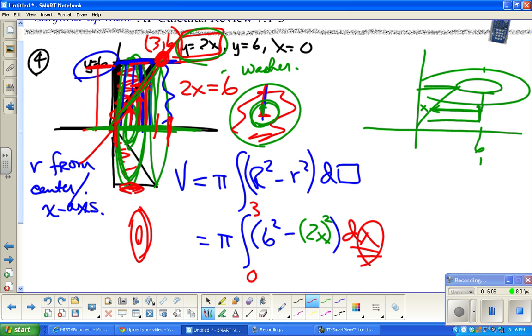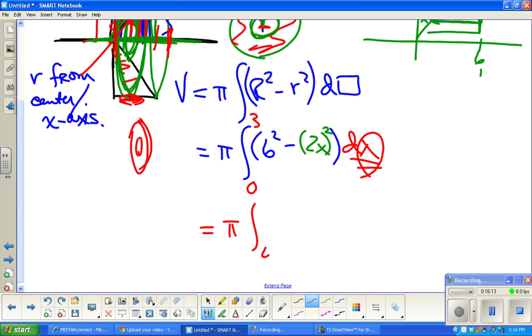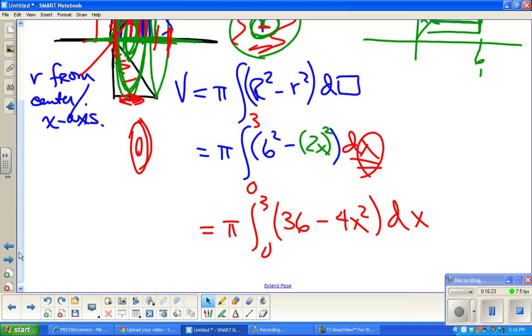Okay? And at this point, this is really just a basic antiderivative. I'm not going to do the whole thing, but you get the idea. I'm going to simplify it a little bit just for those of you watching at home. So the antiderivative of 36 is 36x. The antiderivative of 4x squared is 4x cubed over 3, and then plug in the 3 and the 0 and all that stuff. Or you could just do it in your calculator. Since we're going to use calculators on this test, it's not a big deal.